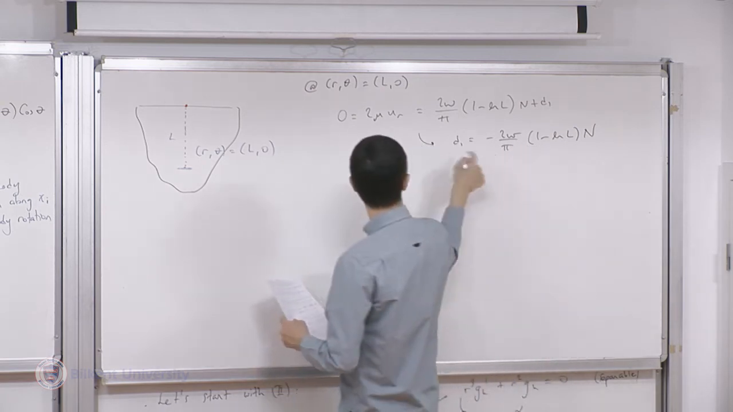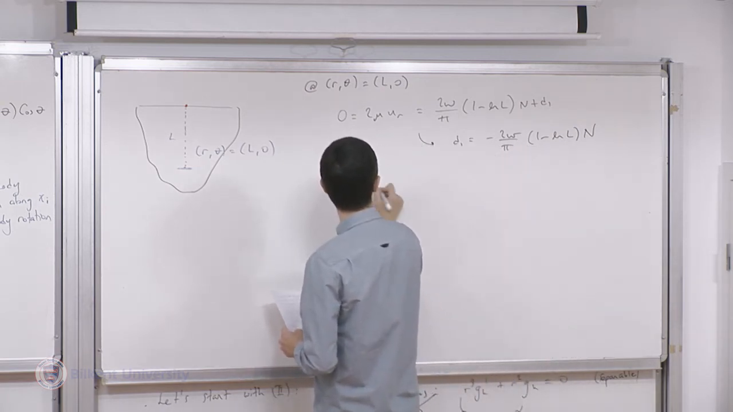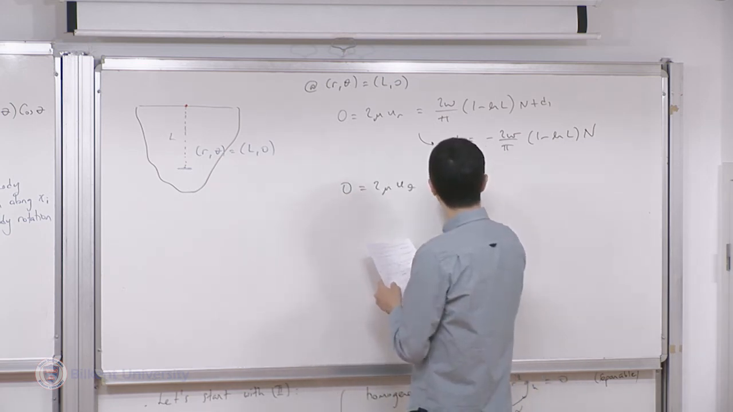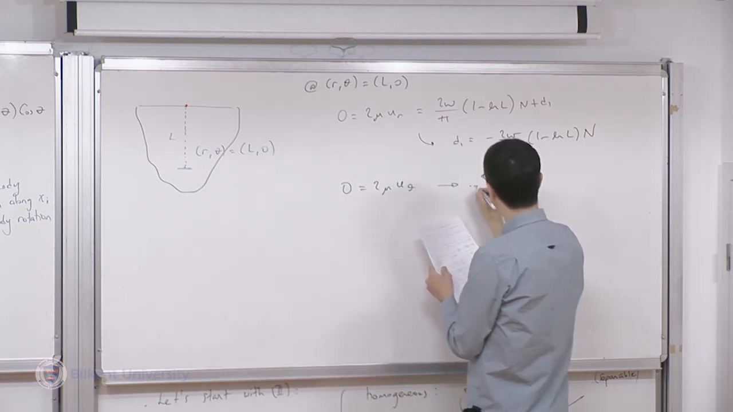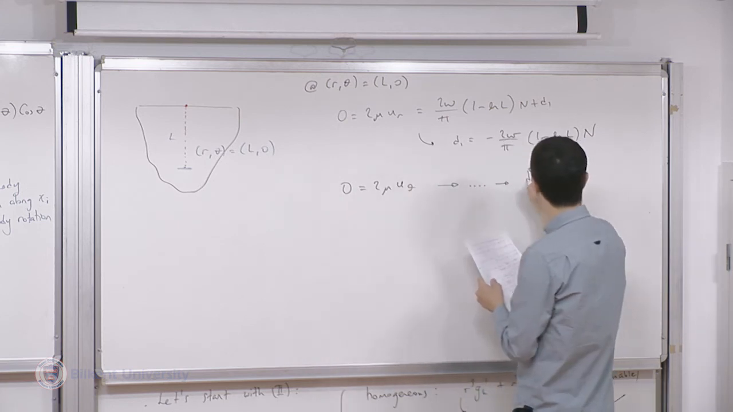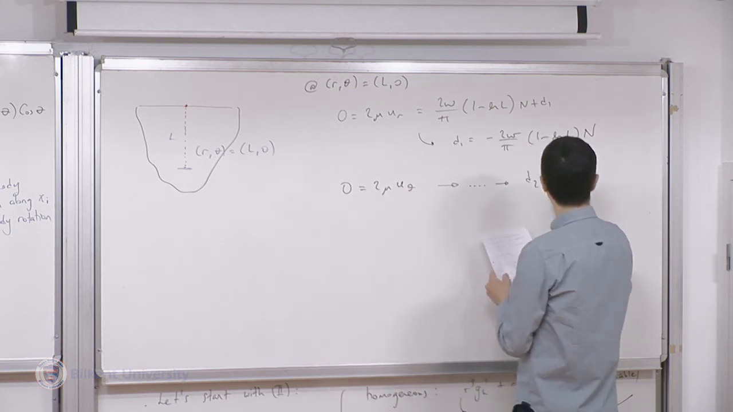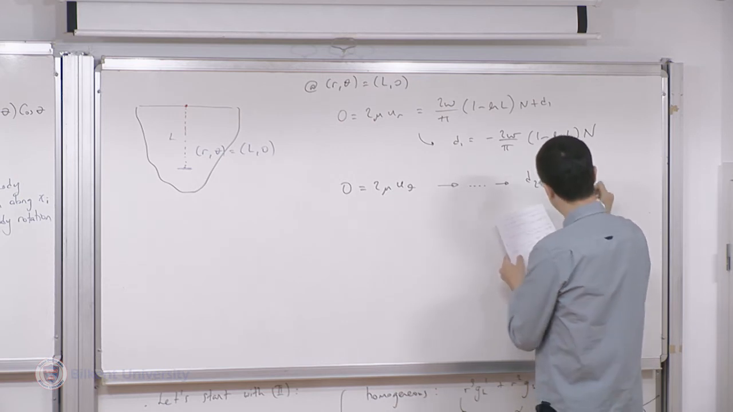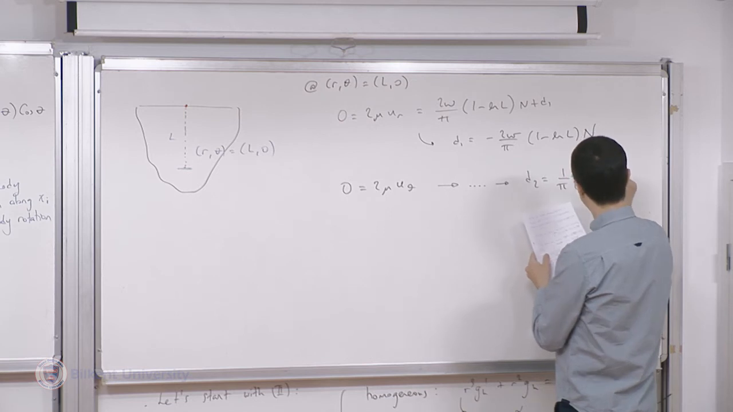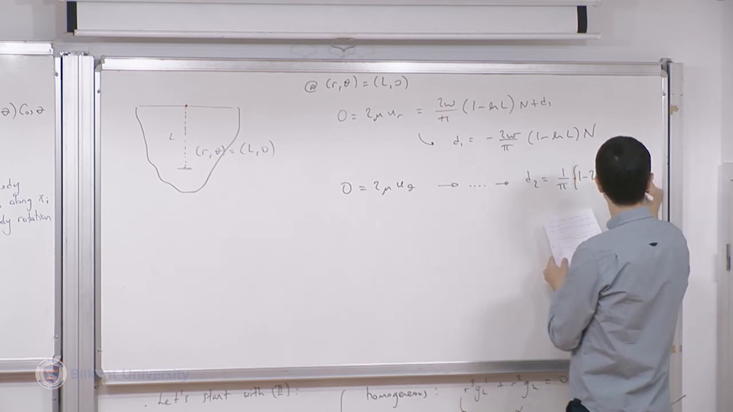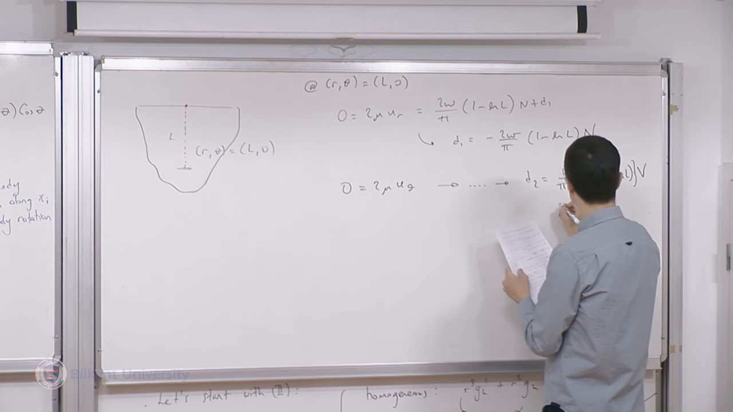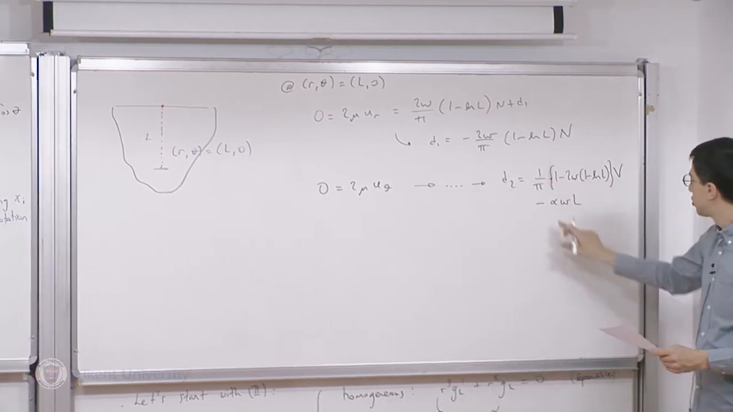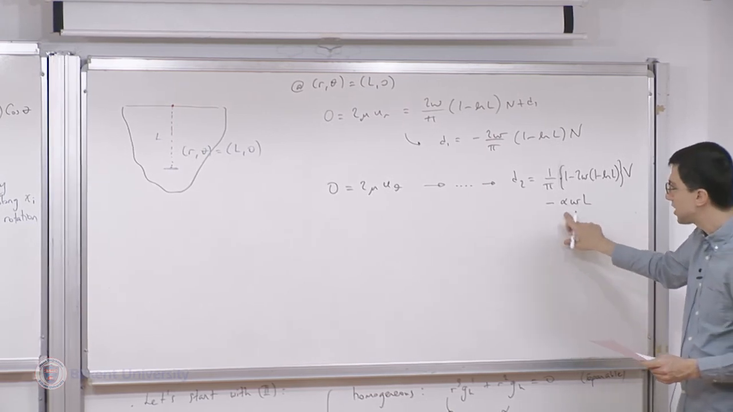So I immediately find out what D1 is. And similarly, you say that 2 mu u theta is equal to 0. And from this one, what you will find out, again, let me skip the details, D2 is equal to 1 over pi 1 minus 2 omega v minus alpha omega L. Okay? So I need to find out what alpha is, and that's the last part.